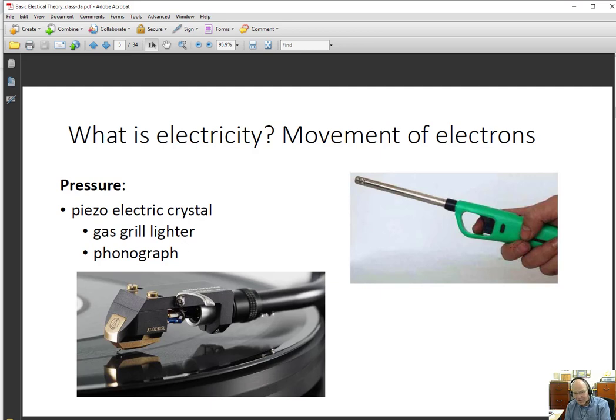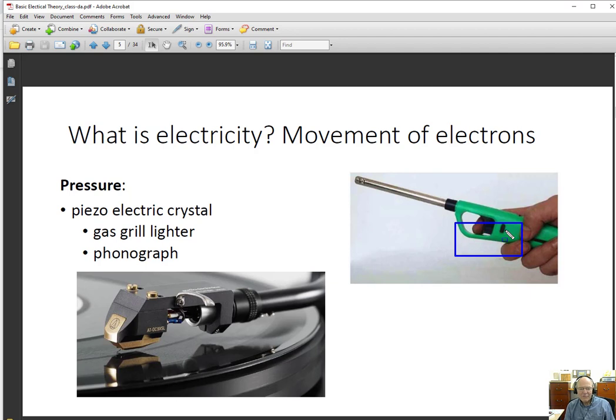What happens over here, when this person right here pulls that trigger, it snaps. And if you've ever used one of these, you know that it's a distinct snap. That snap is actually an impact, and that impact hits a piezo crystal and squeezes it.